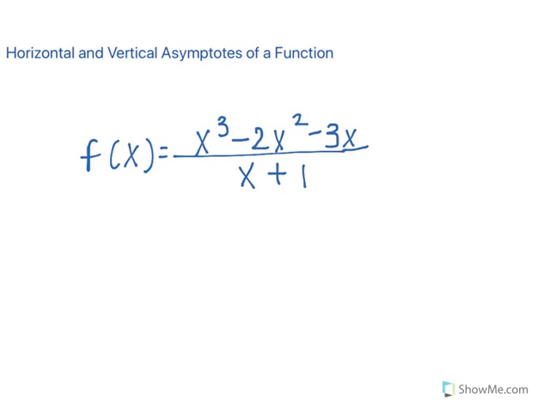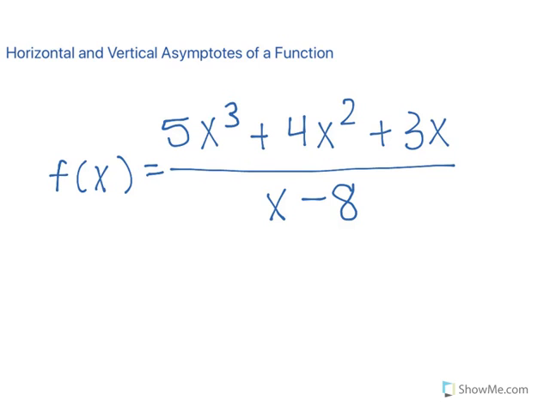Let's start with an example. To find the vertical asymptote of this function, we have to take a look at the denominator. So we have to see what x needs to equal in order for the denominator to equal 0. So x plus 1 should equal 0. So in this case, x should equal negative 1, because 1 minus 1 is 0. Therefore, our vertical asymptote for this function is negative 1.